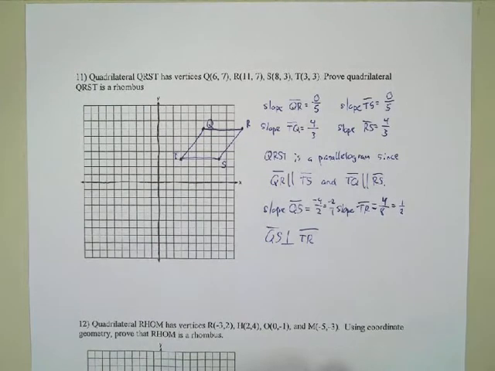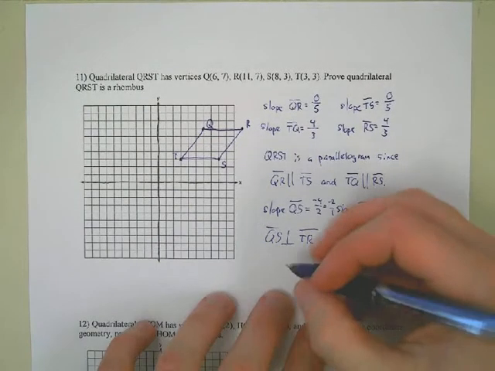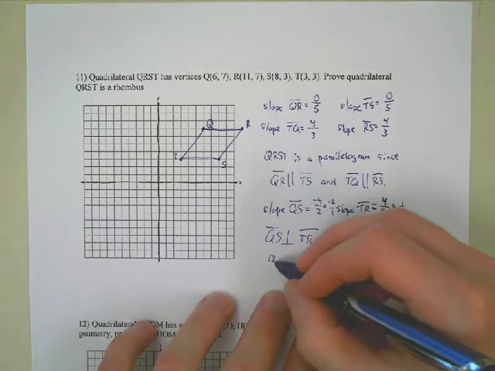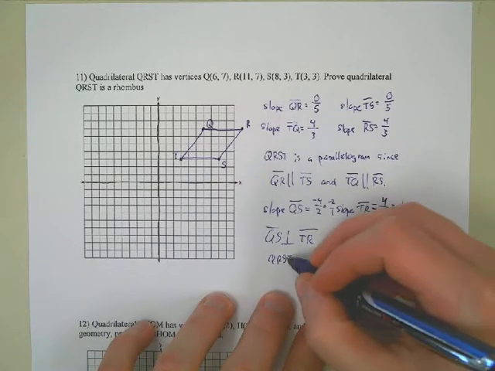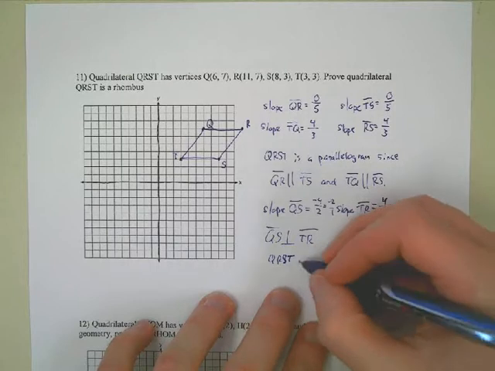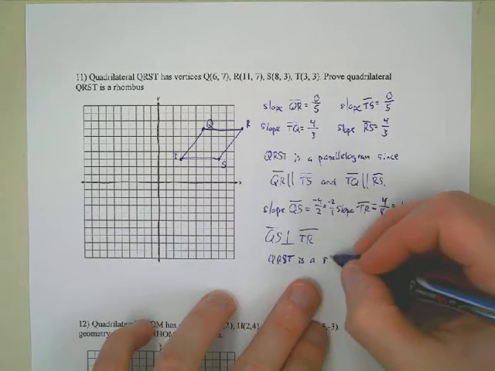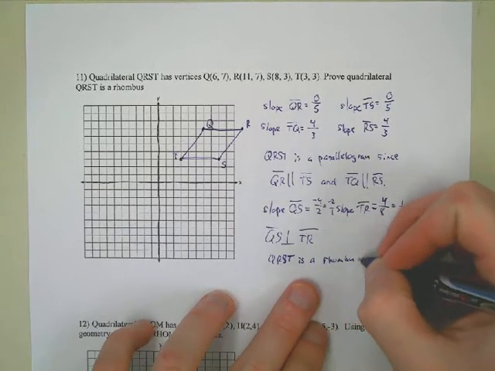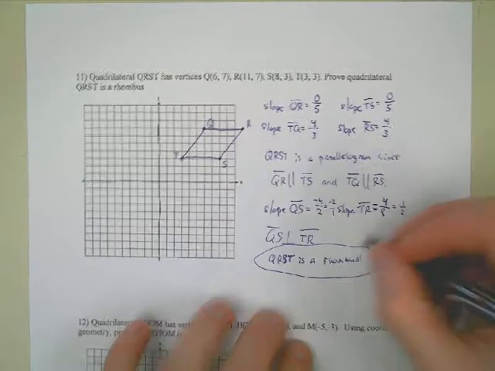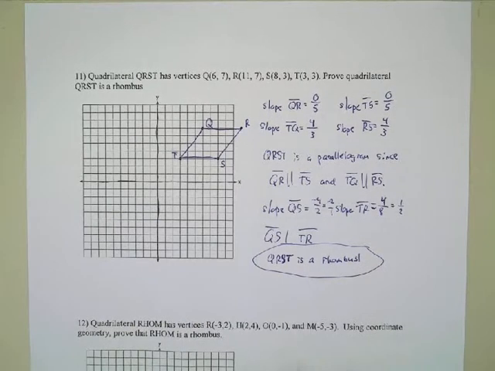Okay, and so therefore, QRST is a rhombus. Okay. QRST is a rhombus.